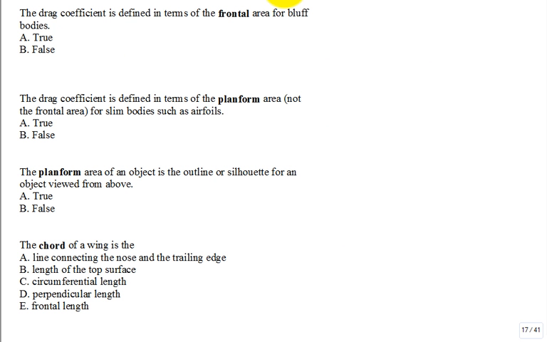These questions help reinforce the concepts. So the drag coefficient is defined in terms of the frontal area for bluff bodies. It's true. The drag coefficient is defined in terms of the planform area, not the frontal, for slim bodies such as airfoils. As soon as you switch to airfoils, the area doesn't make sense anymore as the frontal area. So when you go to a body that's an airfoil, a slim body, whose purpose is to generate lift and minimize drag, even the drag coefficient now uses the other area. Okay? So if the purpose is to generate lift, then use for the lift coefficient and the drag coefficient, not the frontal area, but the planform area.